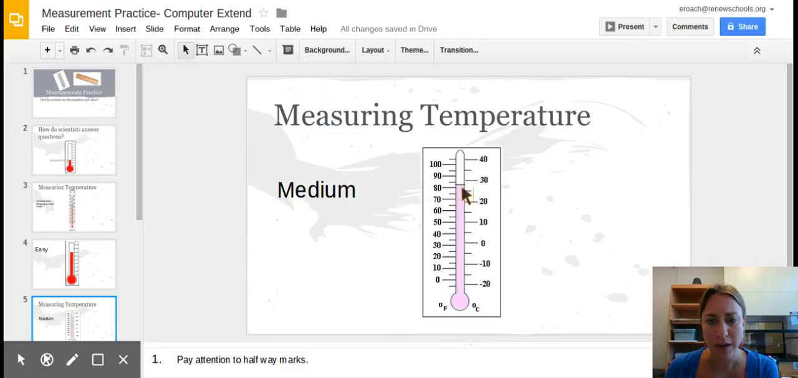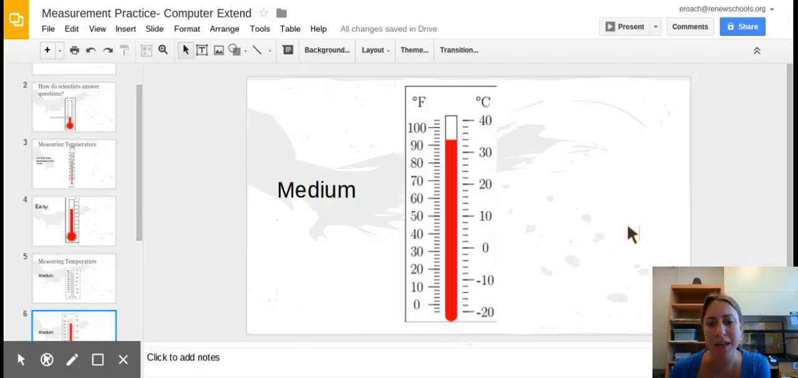I see that the numbers go 0, 10, 20, 30, 40, 50, 60, 70, 80, 90. That means this small line must be halfway between 80 and 90. And I know that that's 85. So this temperature is less than 85 but more than 80. I see that this temperature is 83 degrees Fahrenheit. I hope you got that right on the multiple choice question.